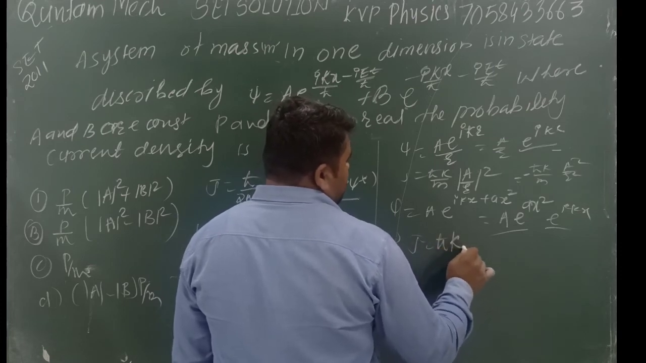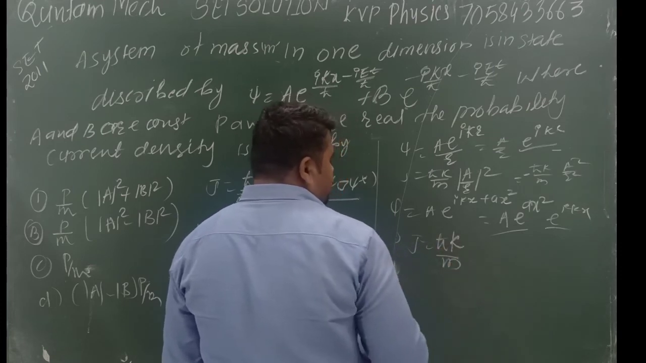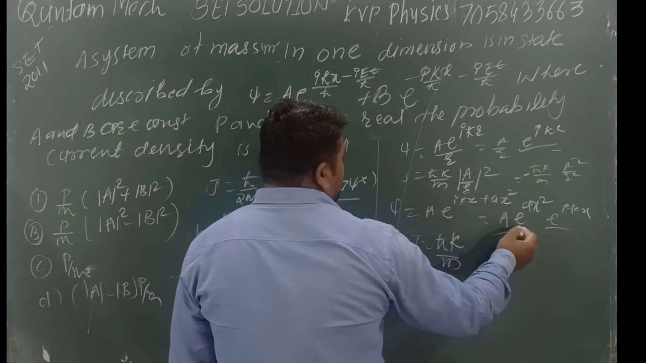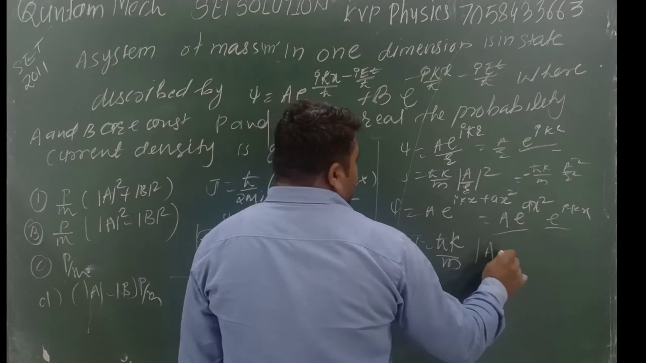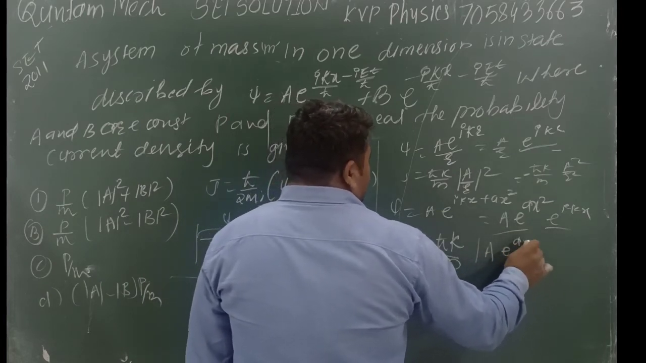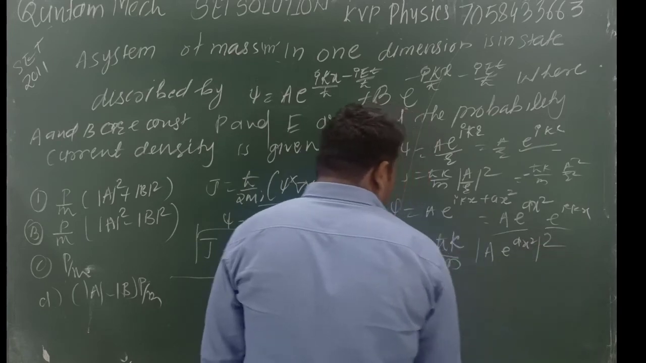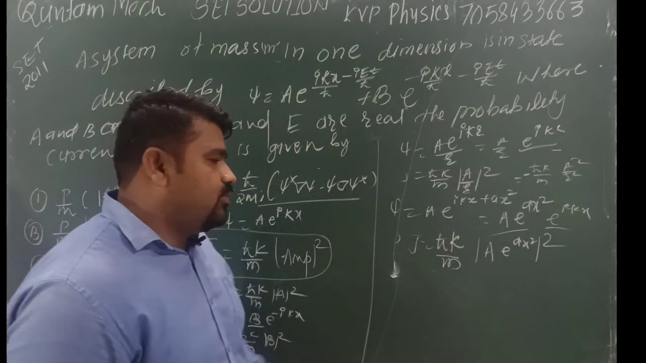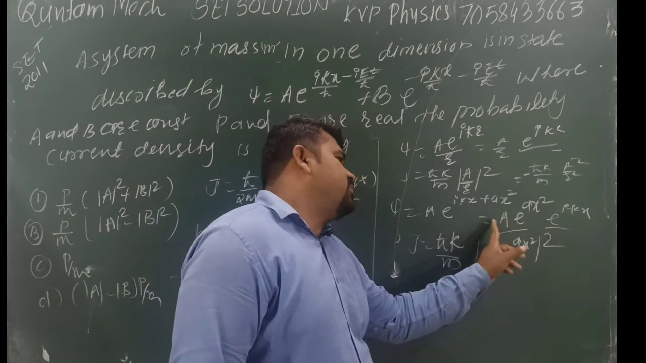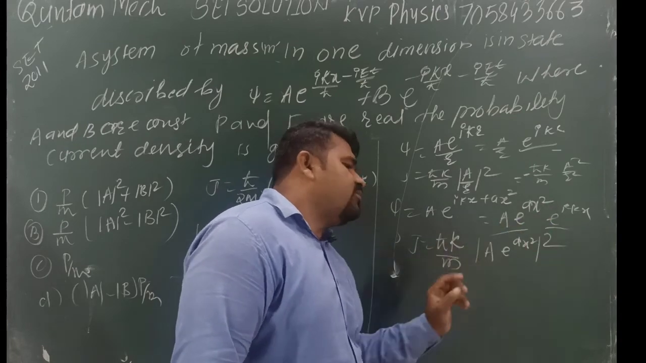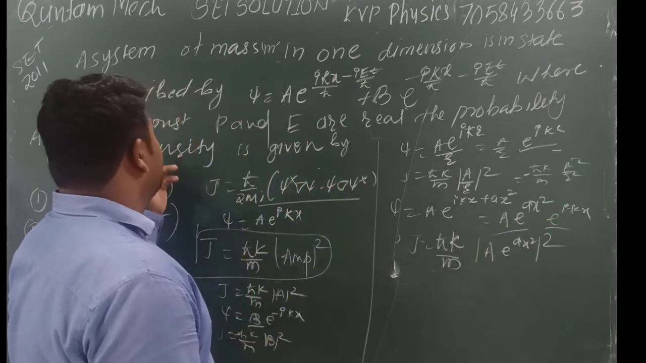h cross k upon m into amplitude square. What is the amplitude here? Mod of a e to the power ax square, bracket square. What is the second thing? Here is a plus, write down here plus. Here is a minus, write down here minus. Got it? Come to the point.